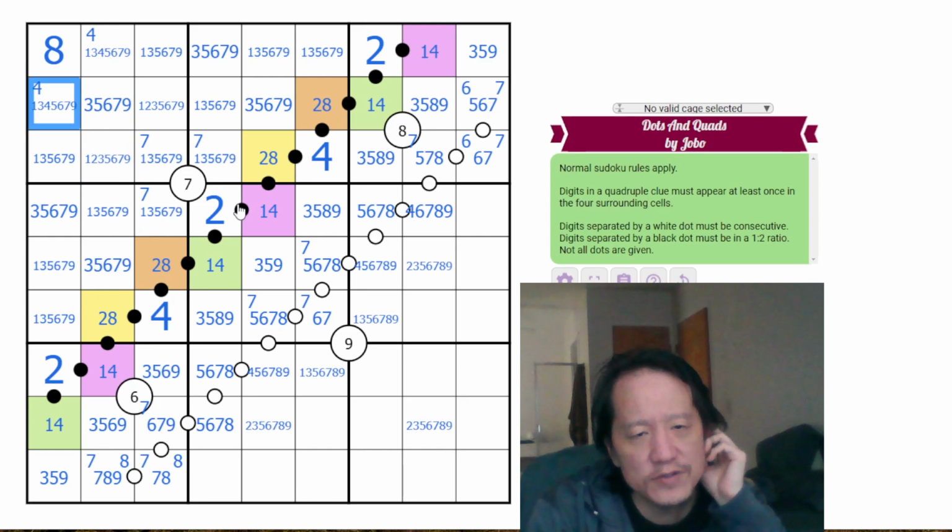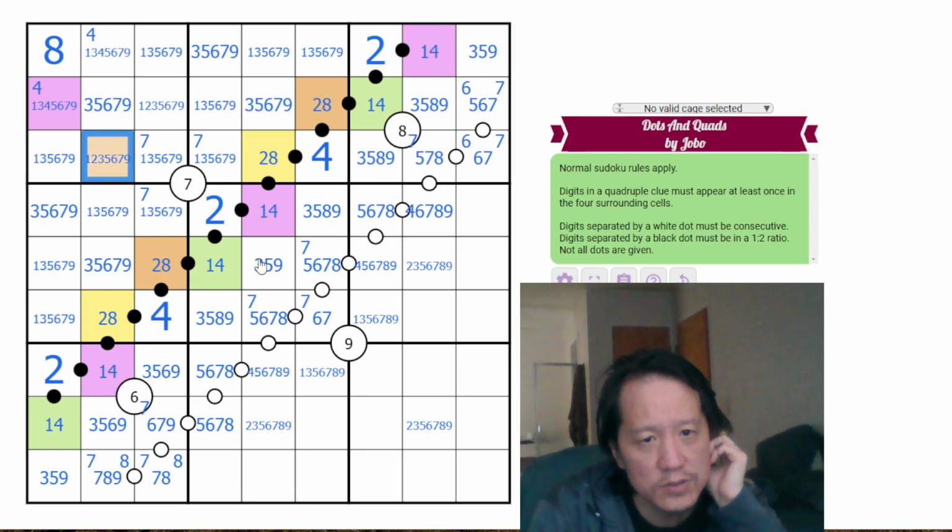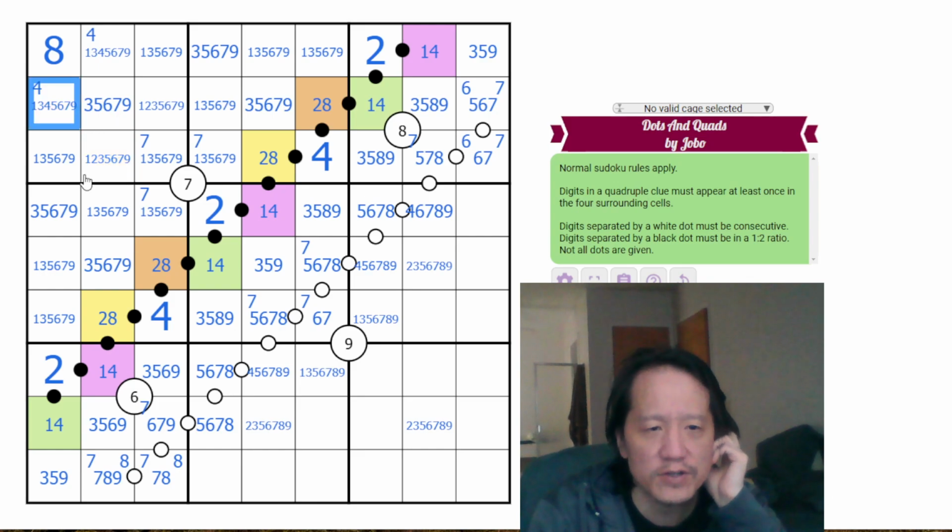Interesting. Okay, so if this is 4, this becomes 1, 2. So if this is 4, this would be 1 and 2, and this would be pink. Right? So if this is 4, this is 1, 2, this is pink. This can't be 2, so then this would be orange. Right, so okay, I think that's how I solved it.